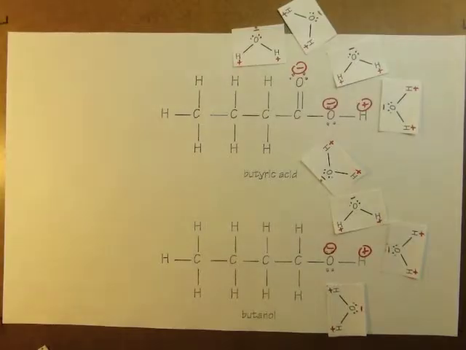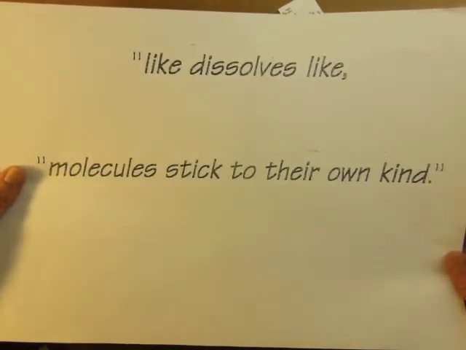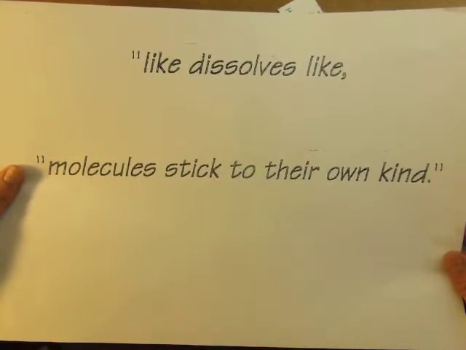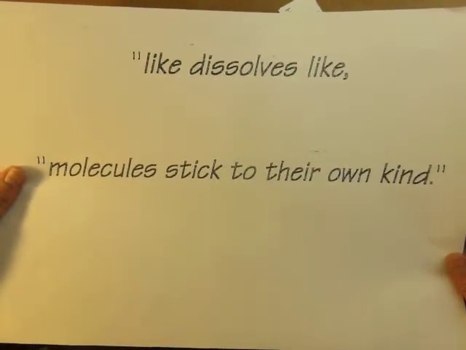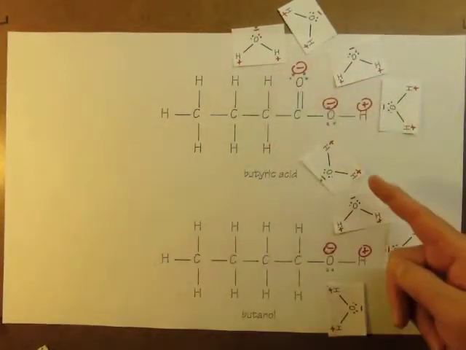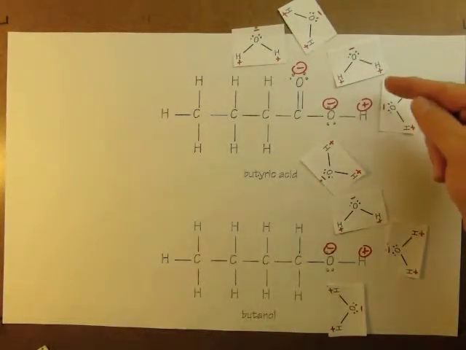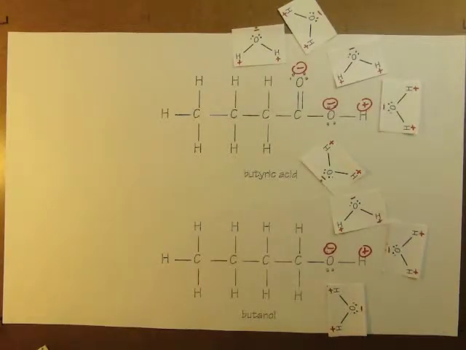And remember, molecules stick to their own kind. If they can stick together as well as they can stick to the other molecule that's in the mixture, then they'll stay mixed. The butyric acid is able to attract to water molecules as well as water molecules are able to attract to each other. But here the butanol is not able to attract to the water molecules as well as water molecules attract to each other. There's less opportunity for attraction in butanol, more opportunity for attraction in butyric acid.